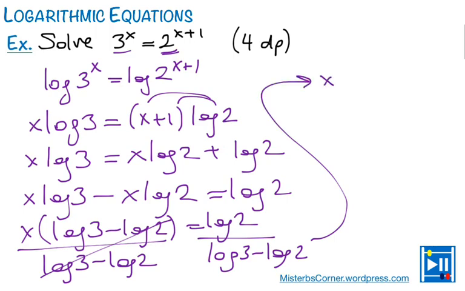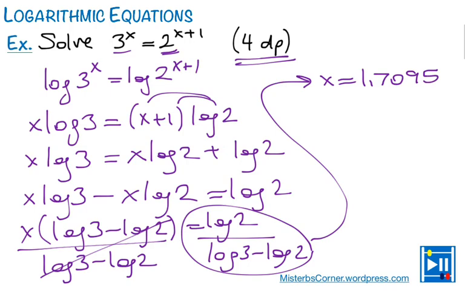At this point, I prefer to write this again, but you can just write down the decimal value, which would be 1.7095 up to 4 decimal places. So this sort of equations need a little bit manipulation. You have to play with it a little bit, but before you have to take the logs of both sides.